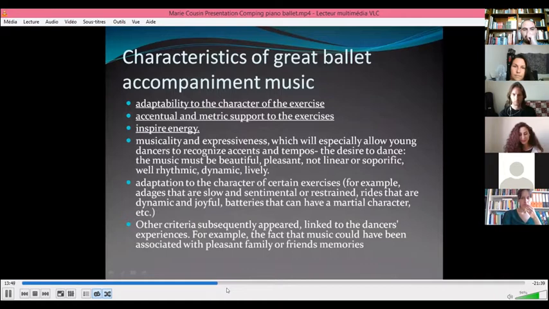For example, adagios are slow and sentimental or restrained. Rond de jambes are dynamic and joyful. Battements can have a martial character. Other criteria subsequently appeared, linked to the dancer's experience. For example, the fact that music could have been associated with pleasant family and friend memories.